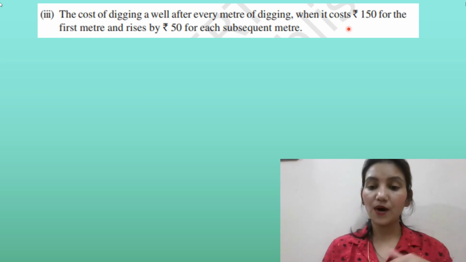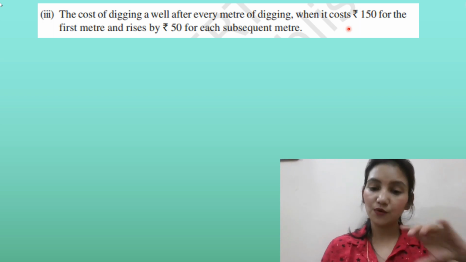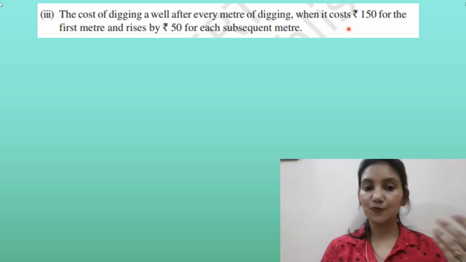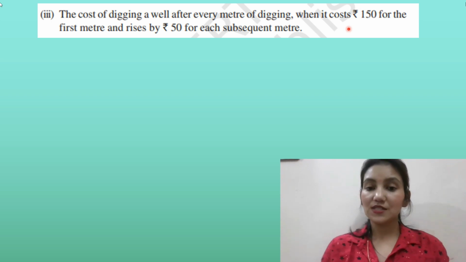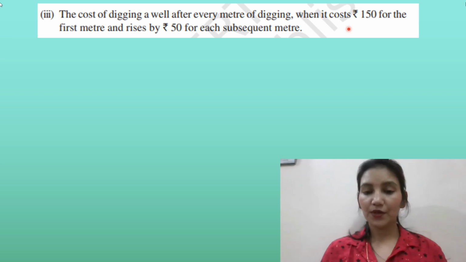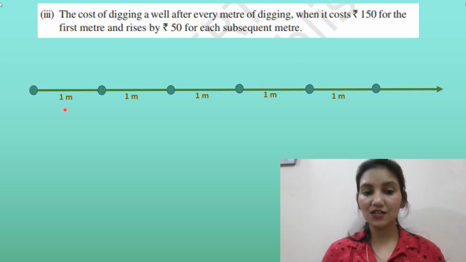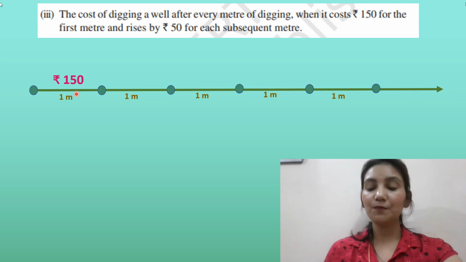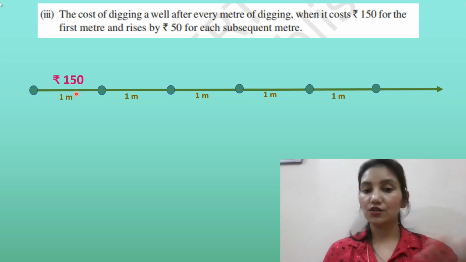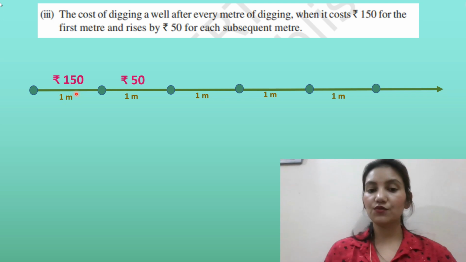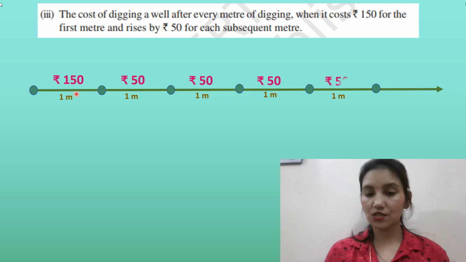So if you're digging a well, and you dig for 1 meter, then initially for 1 meter the cost is rupees 150, and for each subsequent meter that you dig, the price is rupees 50 each. Okay, so what does it mean? Let's say this is how you're digging it. For 1 meter that you dig, the cost is rupees 150, and then for each subsequent meter, the price is rupees 50. So for the next meter it is 50, the next meter rupees 50, and so on. This is how it goes on.